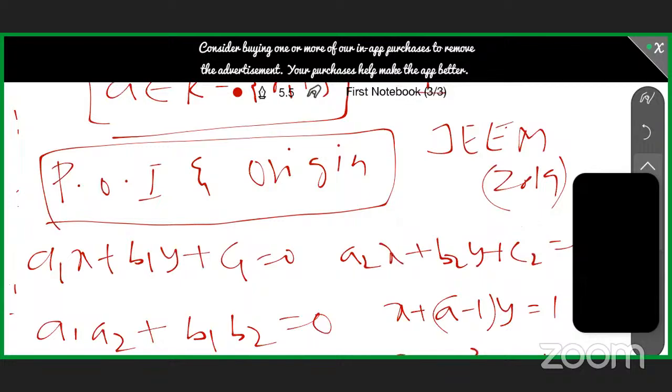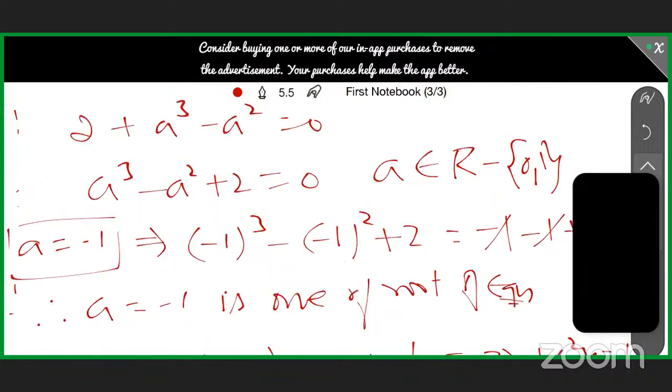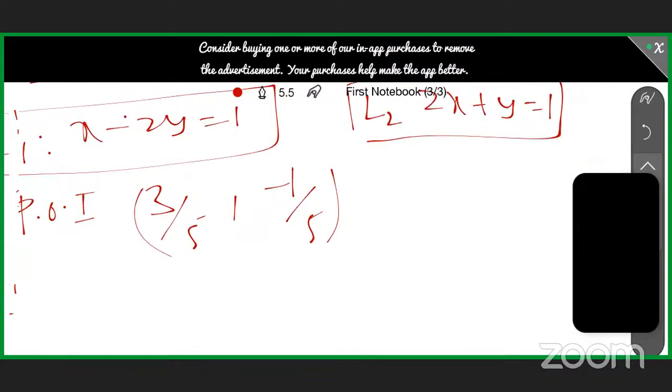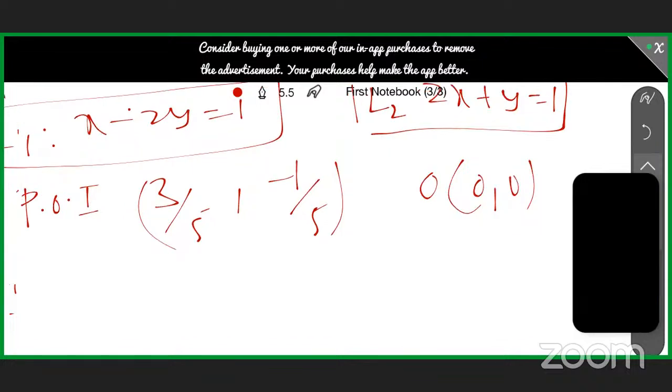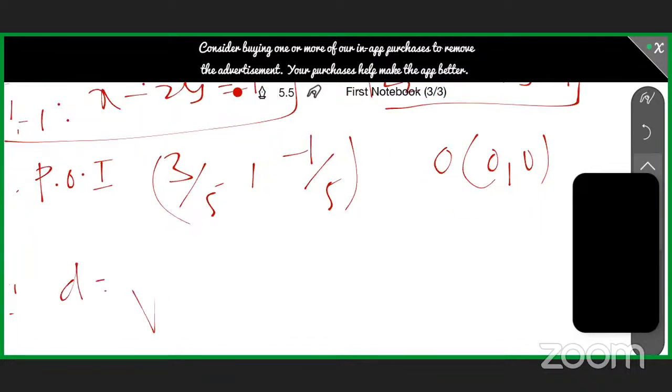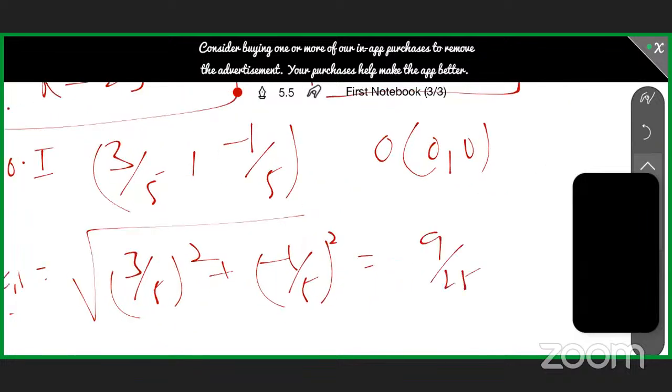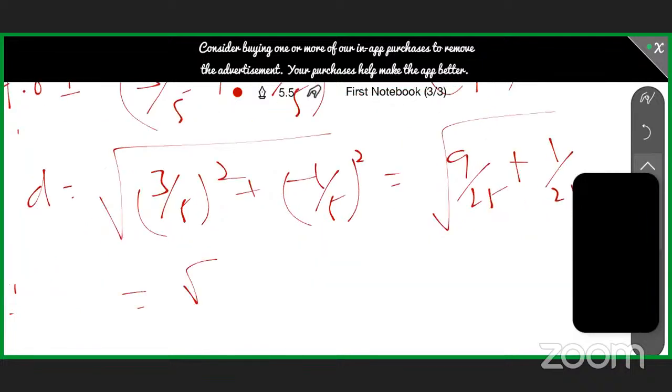So this is my point of intersection. What is my point of intersection? My point of intersection is (3/5, -1/5), and my origin is (0, 0). Of these two, I have to find the distance, that is equal to root of (3/5) whole square plus (-1/5) whole square, that is equal to root of 9/25 plus 1/25, that will be root 10 by 5.